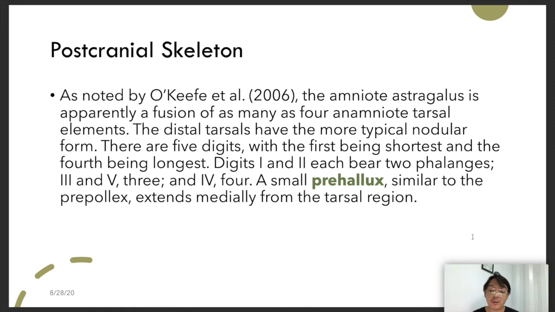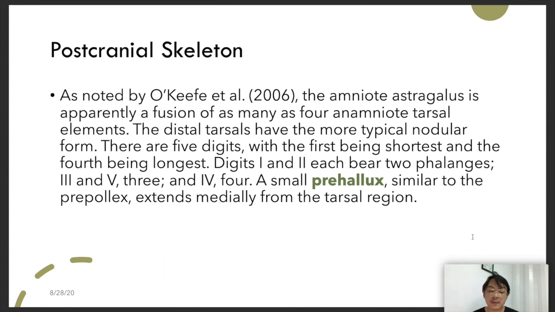The distal tarsals have a more typical nodular form, and there are 5 digits, with the first being shortest and the 4th being the longest. Digits 1 and 2 each bear 2 phalanges, 3 and 5 have 3, and 4 has 4. A small prehallux, similar to the prepollex, extends medially from the tarsal region.